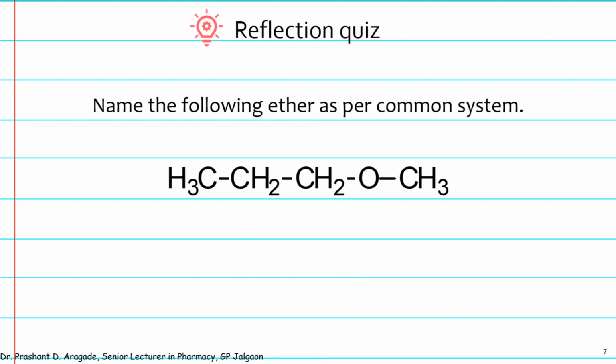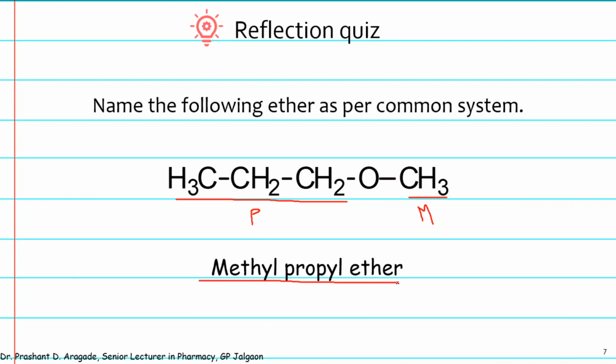So let's see what is the correct common name of this compound. Oxygen is attached to a methyl group and a propyl group because it contains 3 carbon atoms. Propyl starts from P and methyl starts from M. So you have to arrange them as per alphabetic order. So the name of this compound is methyl propyl ether.